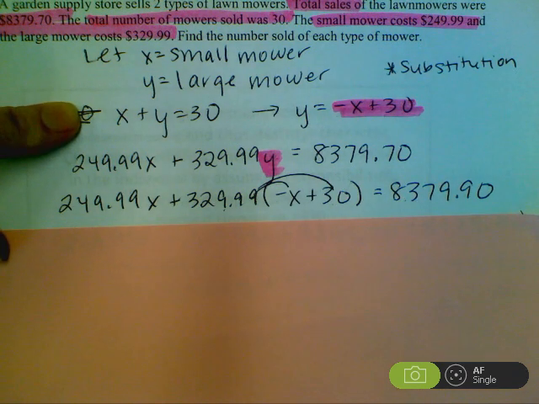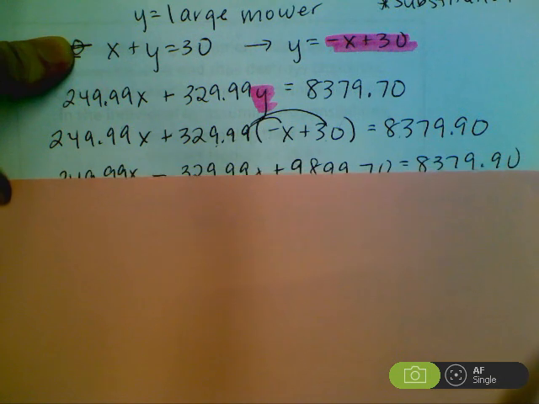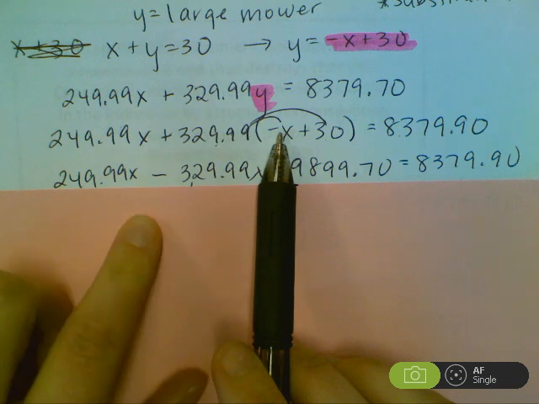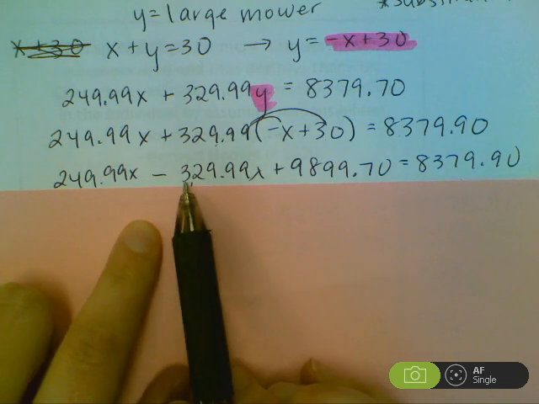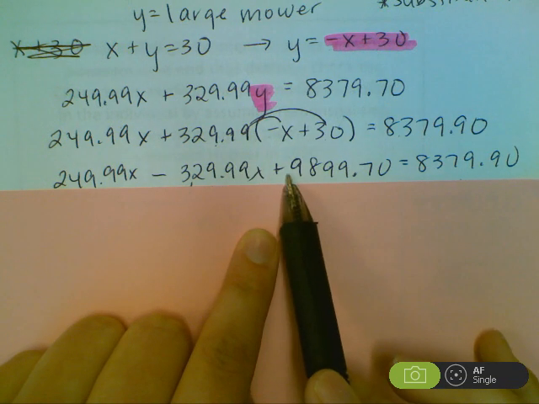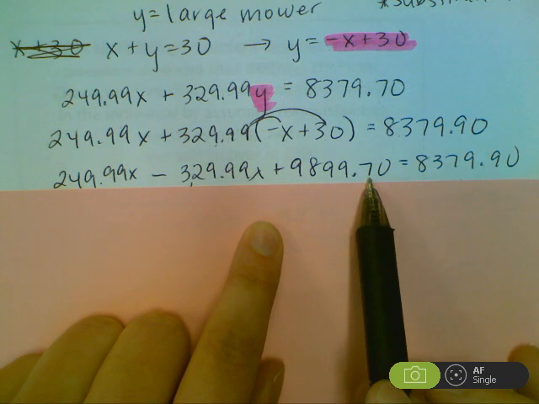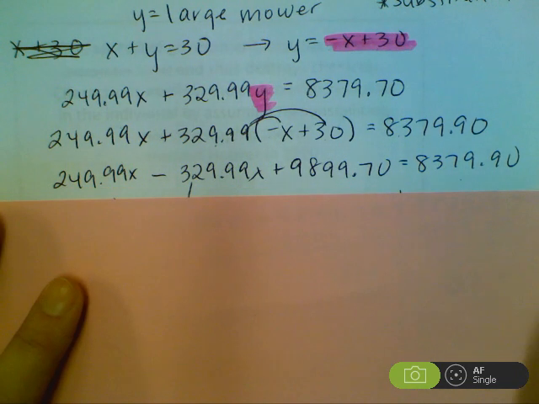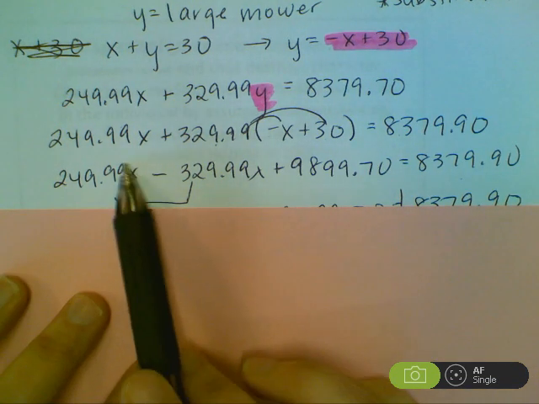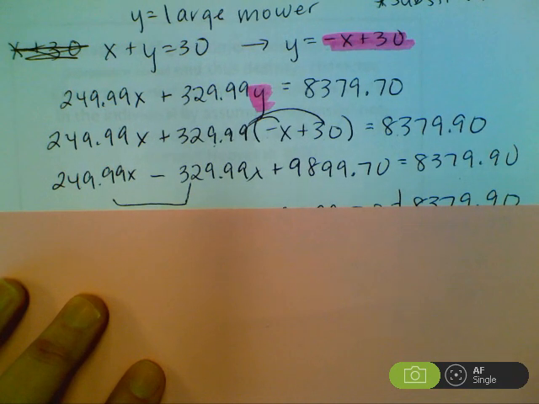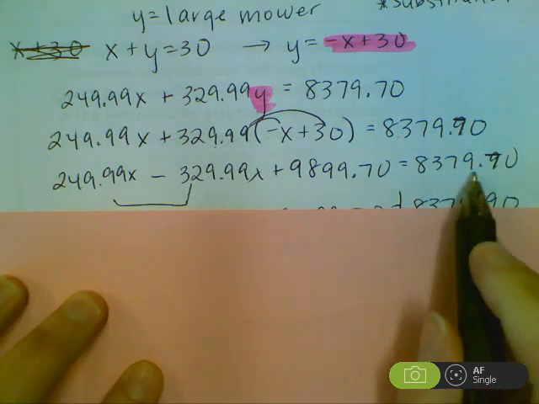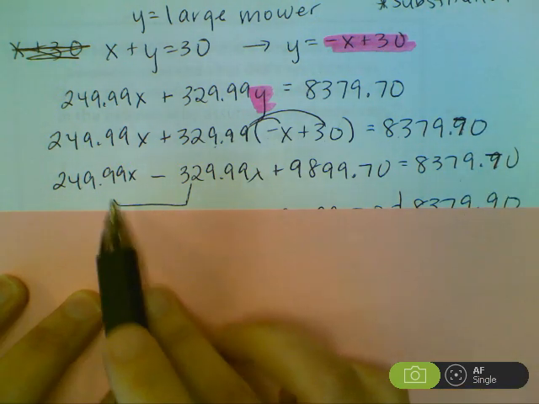Now these numbers look big, but they end up working out okay as you go through the problem. The first step is to distribute, so this is $329.99 times negative X, which is negative $329.99x. And then $329.99 times 30 is $9,899.70. Your next step is going to be to combine like terms. So you're going to subtract these two values together. I just realized as I'm going through that this should have said $8,379.70. Sorry about that. Okay, so go back through.